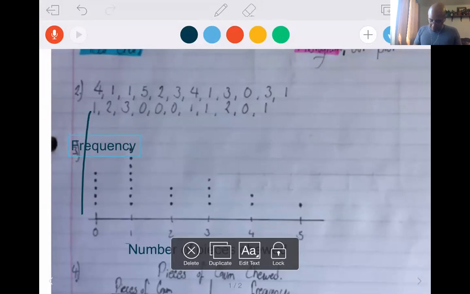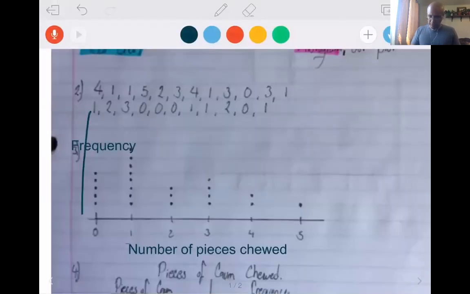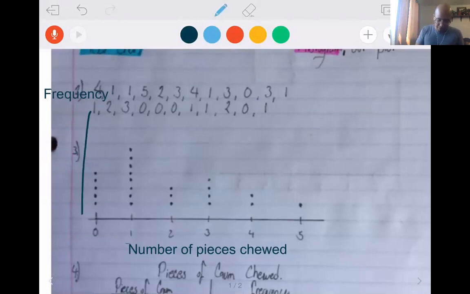Let me see if I can turn this around. I don't know if I can. Okay, so I can't, but over here on this side, we have the frequency. So that's going to be our y-axis, and we're going to go by 1. So we have a frequency of 1, 2, 3, 4, 5, etc. Obviously, it's a little small, but just know that I'm going by ones.